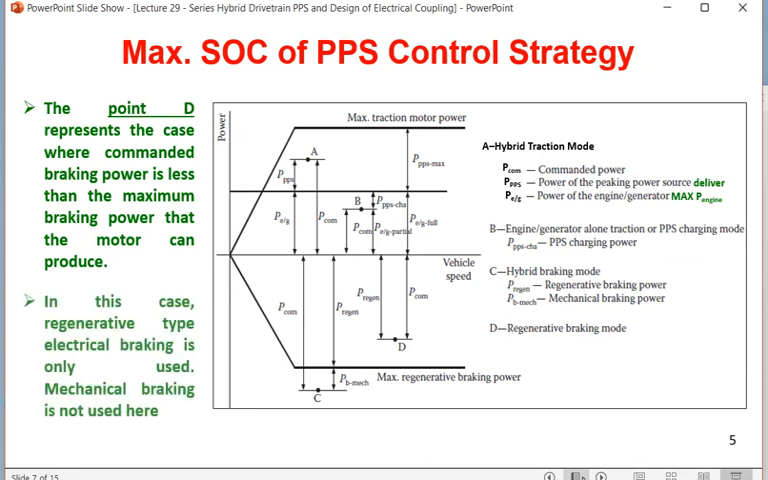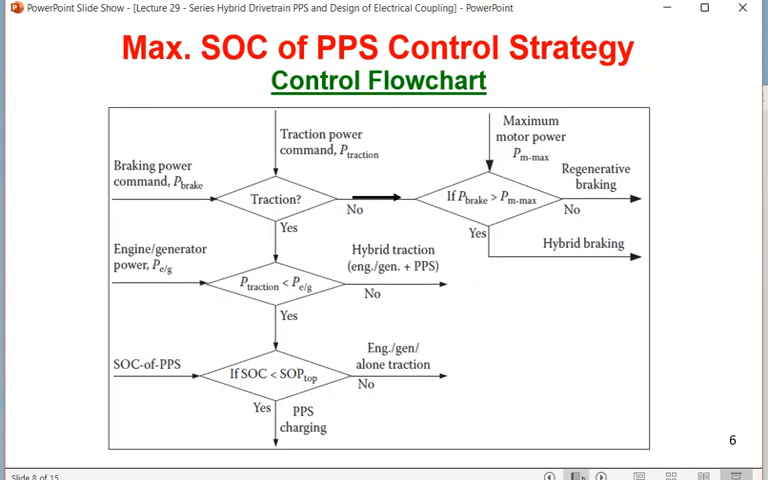Then there can be a next 10 mark question, that is you have to explain all these 4 cases A, B, C, D, and with the help of the graph you have to show whether it is traction or braking first. If it is traction, then you have to answer these 2 questions: whether the traction power is less than the engine generator power or it is greater than the engine generator power. If it is less than, then that is hybrid, and in that case you have to go for case B. Or if the traction power is greater than the engine generator power, in that case you have to go by strategy A.